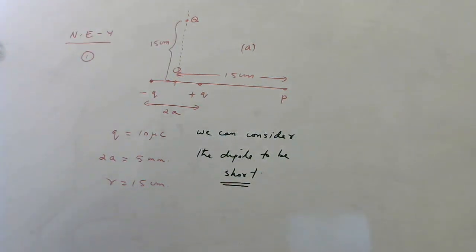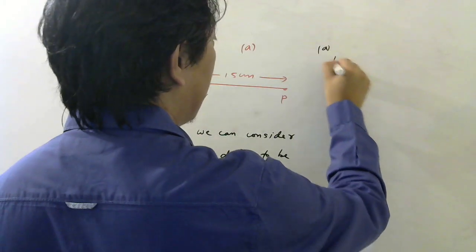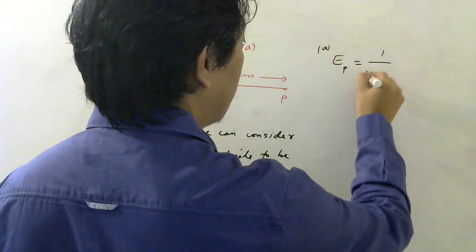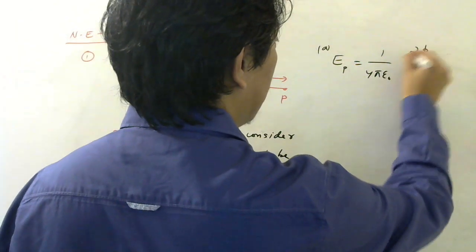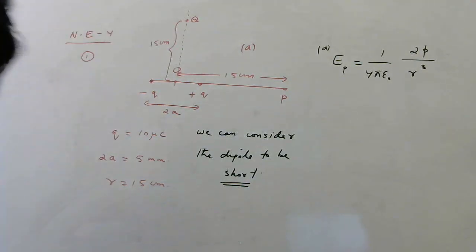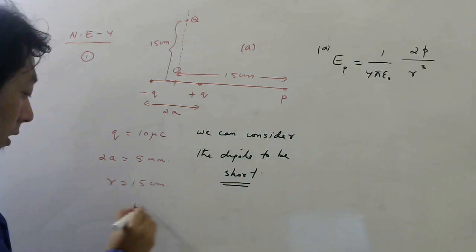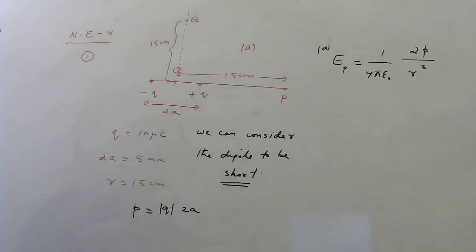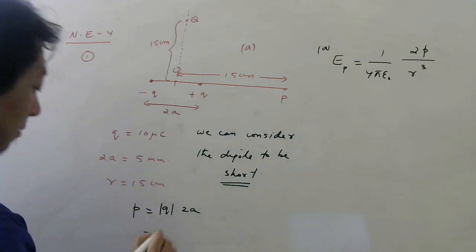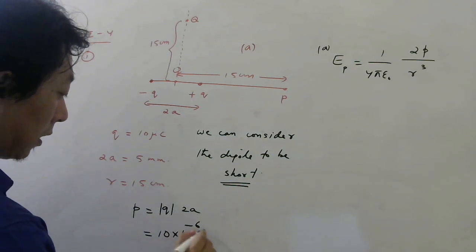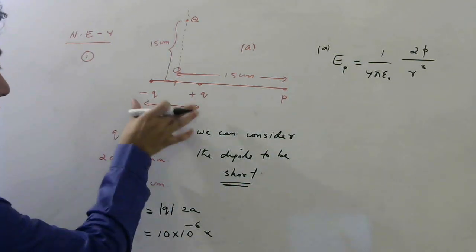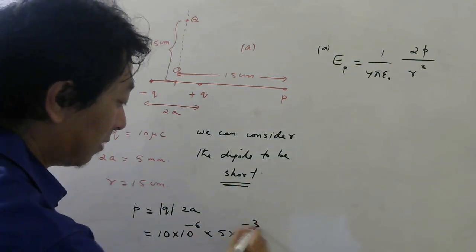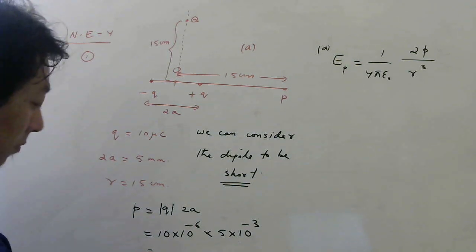And if the dipole is short, then the formula for electric field at the axial point, which is point P here, will be 1 by 4 pi epsilon naught, 2p by r cube. Remember or not? So let us calculate p first. What will be p? Magnitude of one of the charges into the distance between the charges, 2a. The magnitude of one charge is 10 microcoulomb, and 2a, the distance between charges, is given as 5 millimeter. 5 into millimeter means 10 power minus 3.